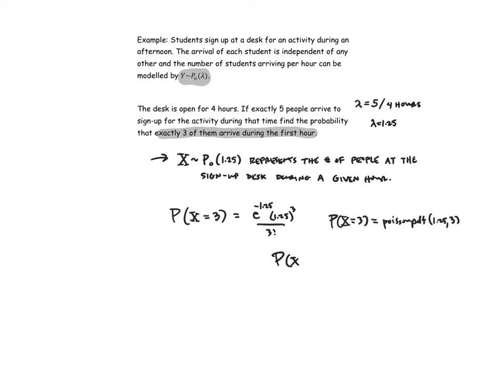let's see here, to 3 sig figs, 0.0932. There you go, guys. About a 9% chance that 3 of those folks came during that first hour. That's Poisson. See you in the next video.